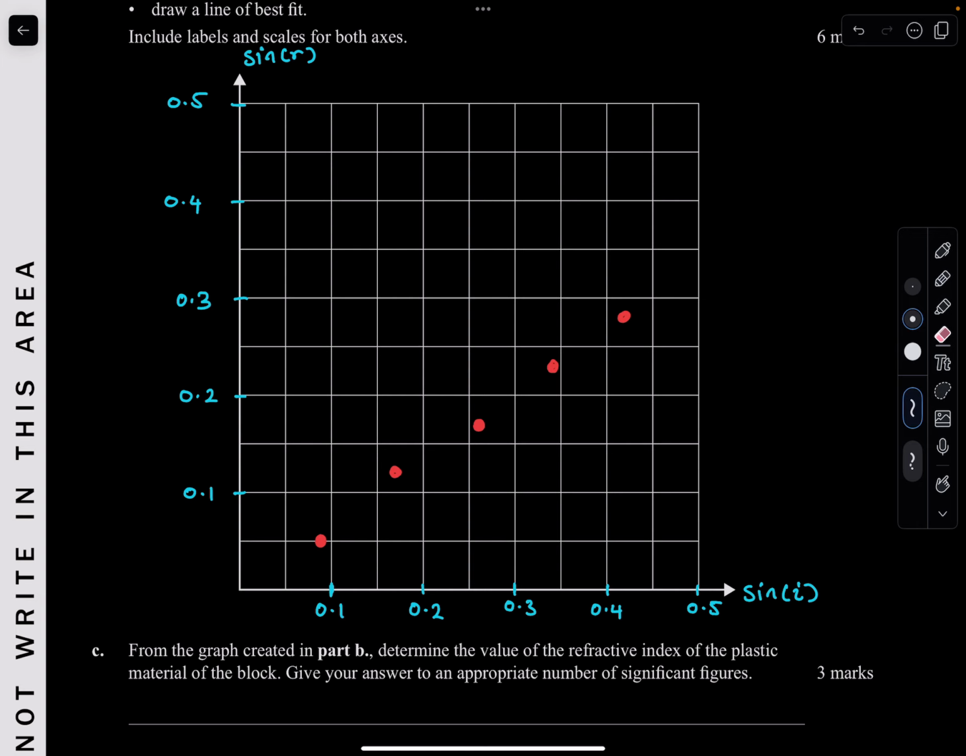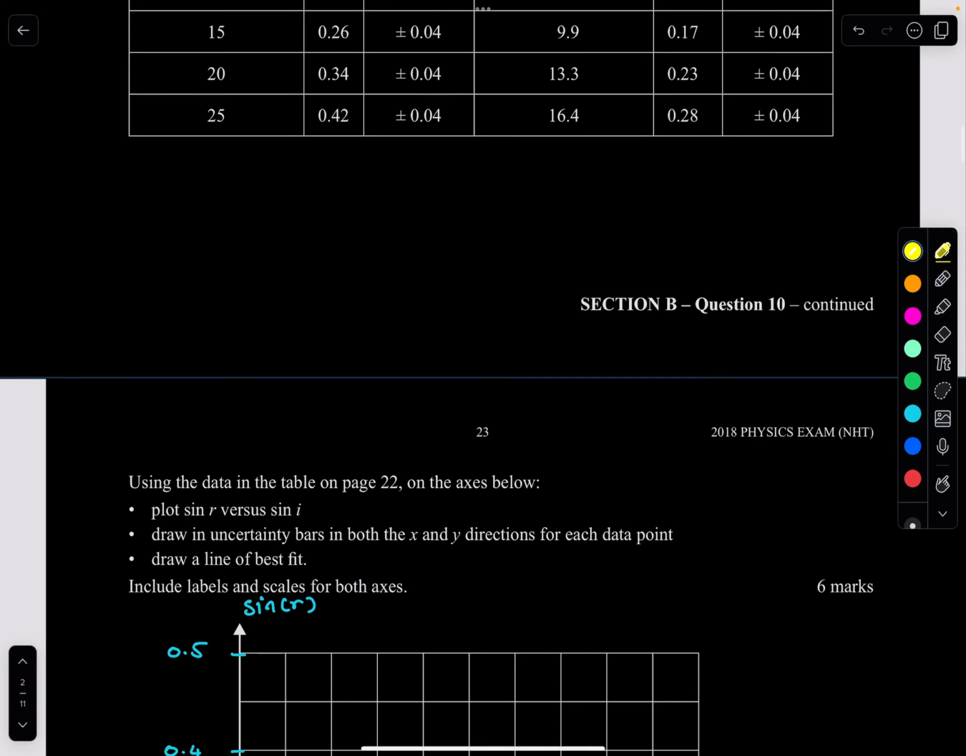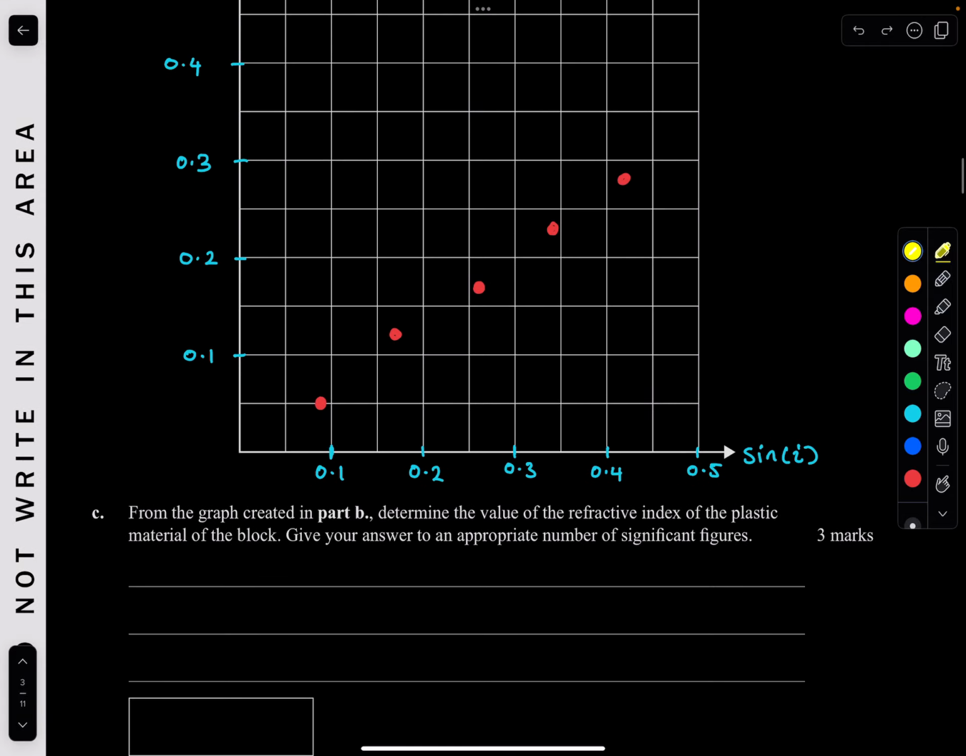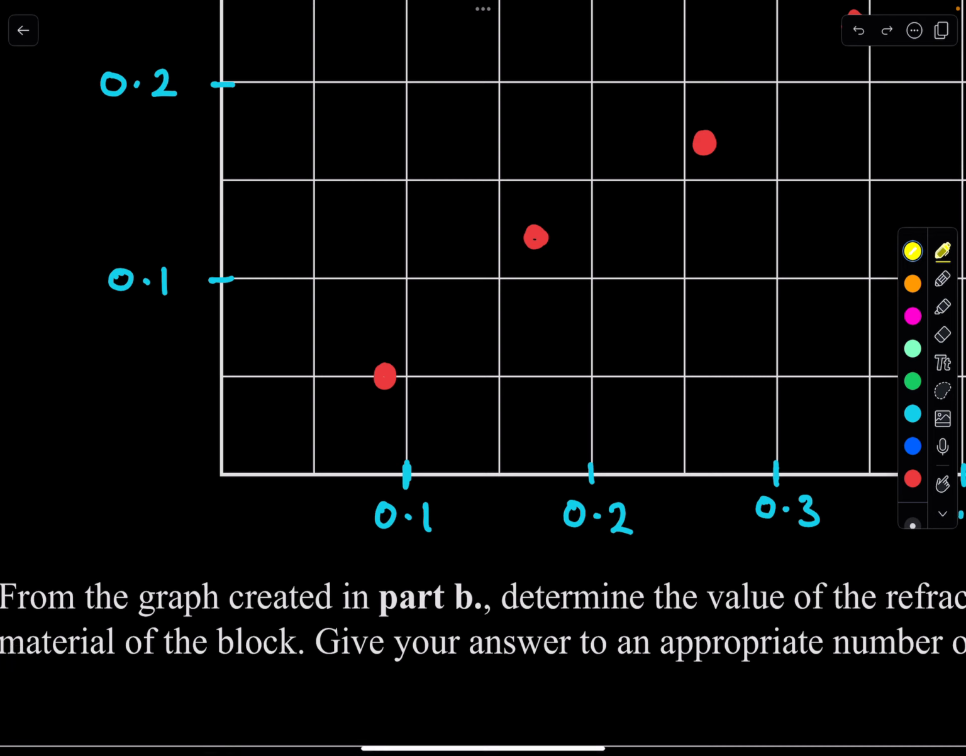Done. So we've got those points, and now we're just going to put our uncertainty bars. And for both, it's 0.04. So both have the uncertainty 0.04, and what's that basically? Because each square is 0.05, 0.04 is a little bit less, like that. So that's going to be there. It's basically like this, yep. And also the other way, so basically like this.